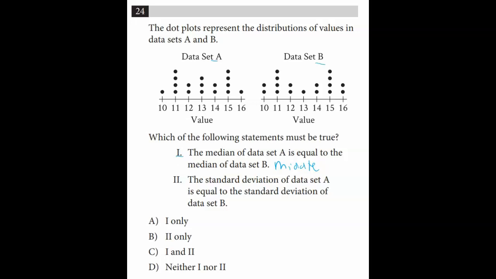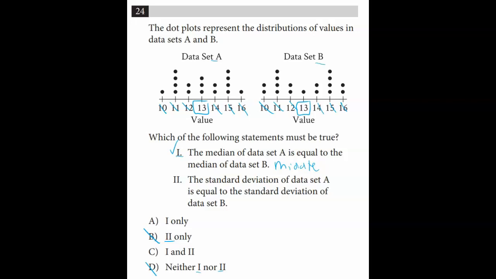So the way I like to do this is cross off one from each end and work your way to the center. And we can see that the median of data set A is 13. And let's do it again for data set B. Cross off 10, 16, 11, 15, 12, 14. We find that it is also 13. So we know the median of data set A is in fact equal to the median of data set B. So Roman numeral 1 is true. And so knowing that 1 is true, we can immediately cross off B and D. This says 2 is only true, and this says neither 1 nor 2 is true, so they're both false.